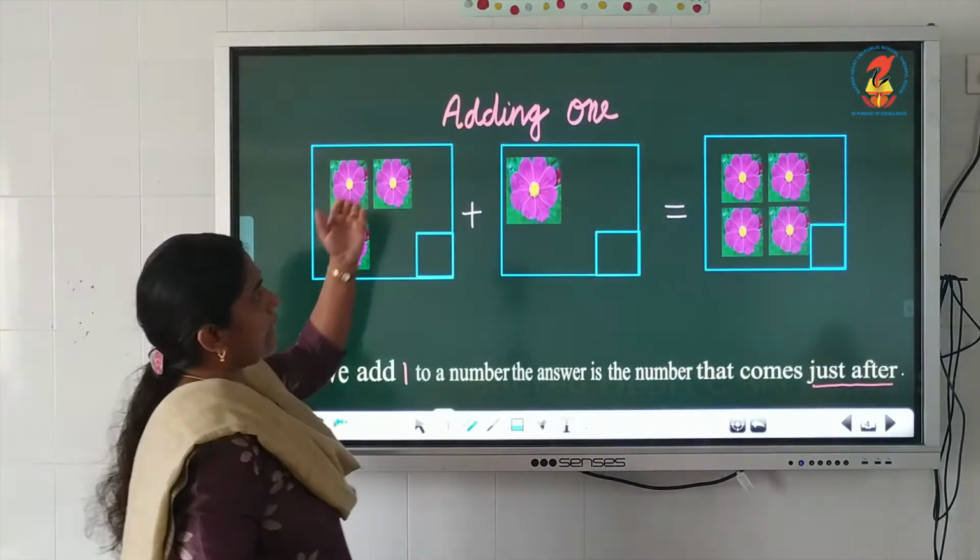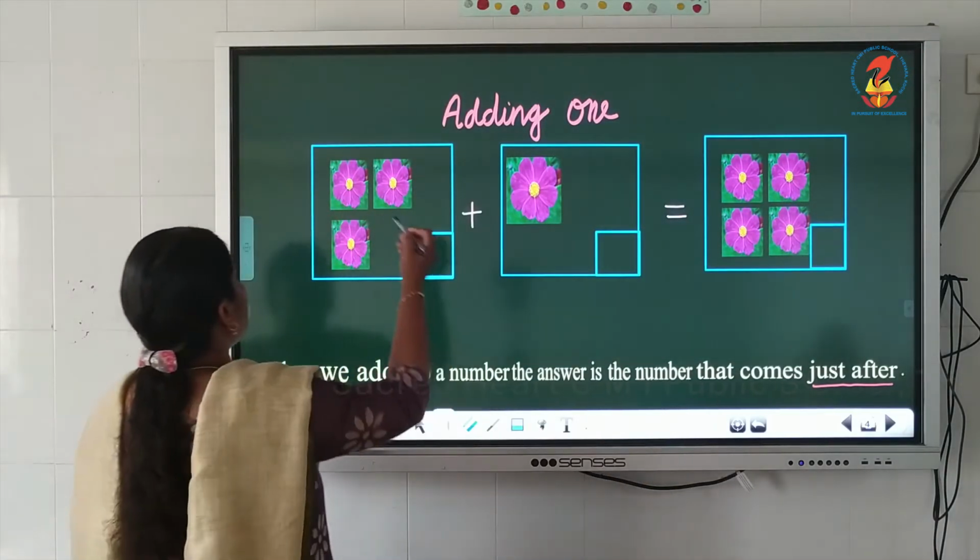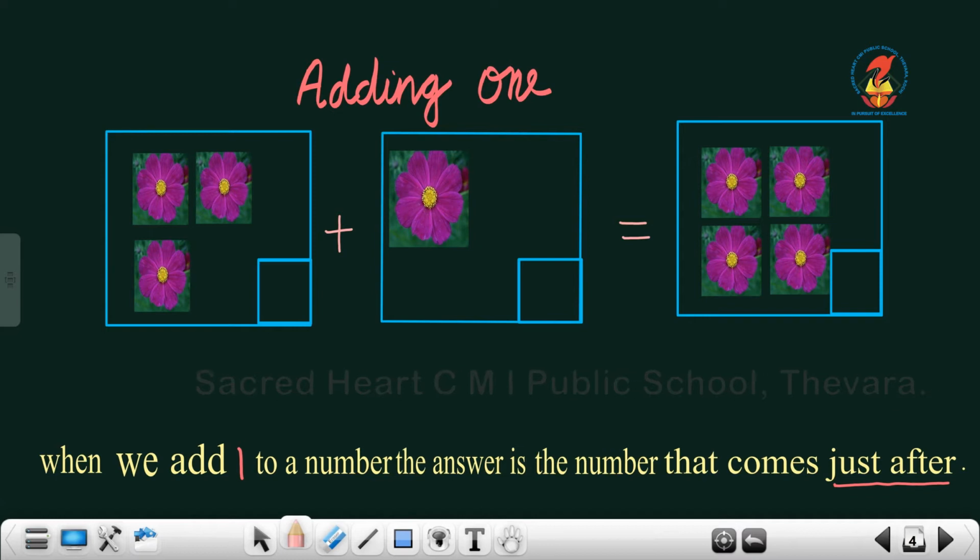The first rule, adding 1. Look at the picture, children. Some flowers are given in the first box. How many flowers are there? 3 flowers. Okay. Now, in the second box, how many flowers are there? Only 1 flower. In the last box, how many flowers are there? 1, 2, 3, 4. So children, here we are adding 3 plus 1. We put together 3 flowers and 1 flower. We get the answer 4. 3 plus 1. Answer is 4.